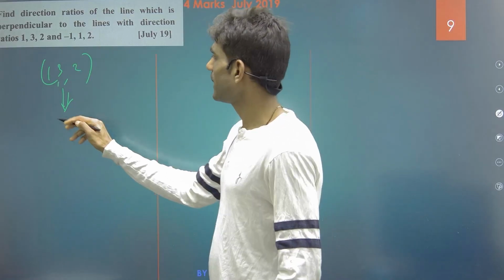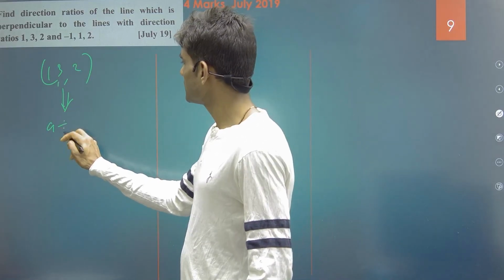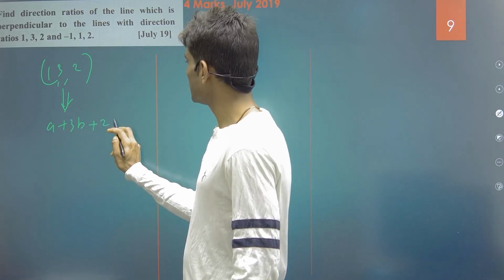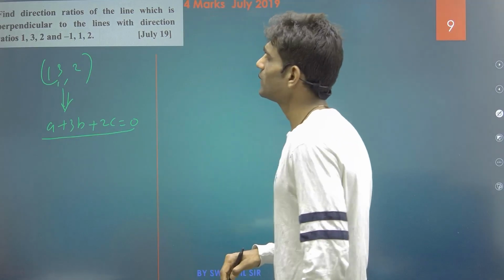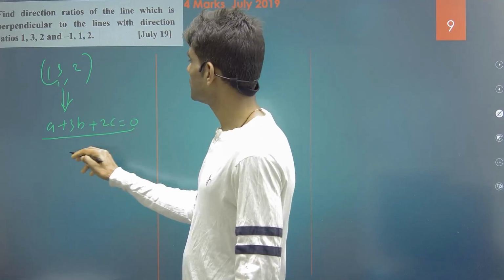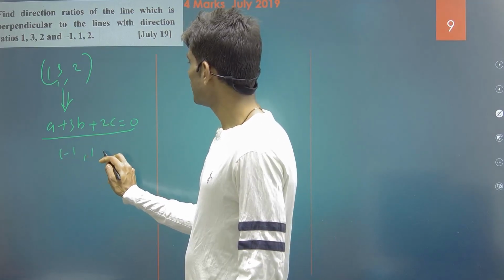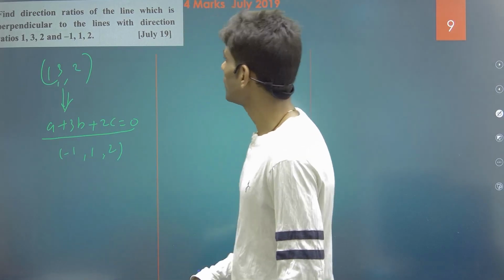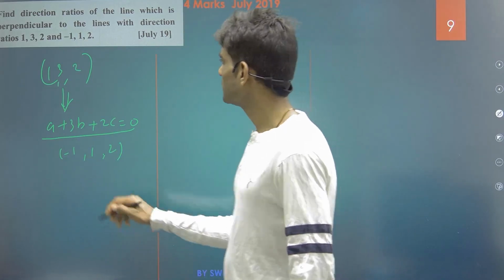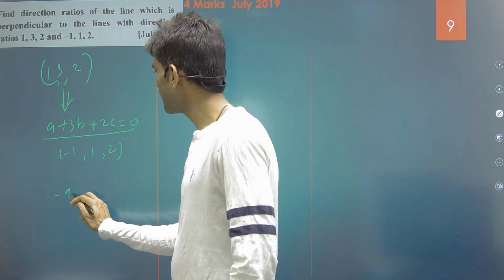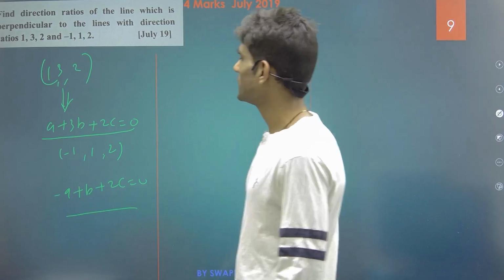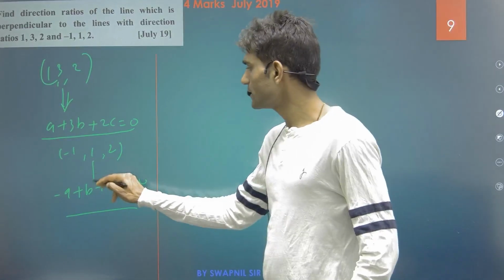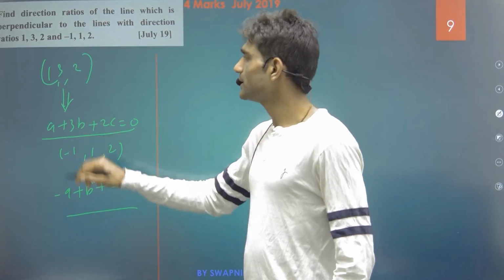So we can write it as A plus 3B plus 2C equals 0, which is the first condition, using 1, 3, 2. Similarly, using -1, 1, 2, we are going to find the direction ratios. We can write it as minus A plus B plus 2C equals 0. So this one is our second equation. Using this, I found the value here.